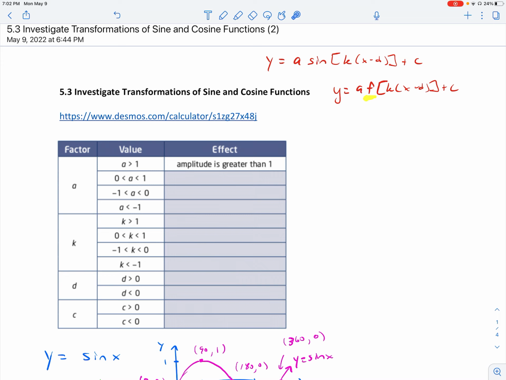Okay, remember this looks a lot like our y equals a times f of k x minus d plus c. Remember f represented some function. Well, now it represents a sine function. Okay, so this part here is like my new angle for sine. Remember we always do sine of an angle?